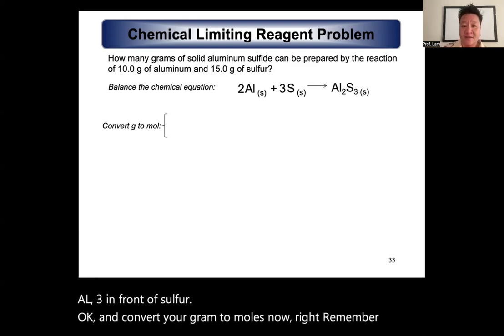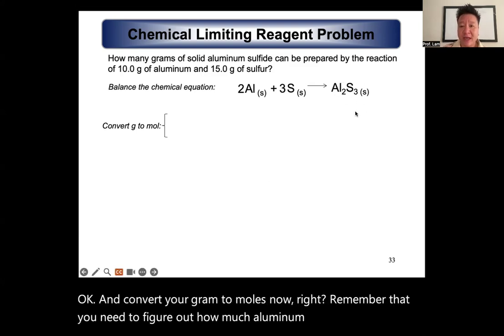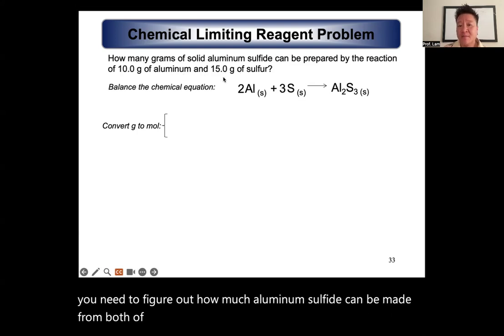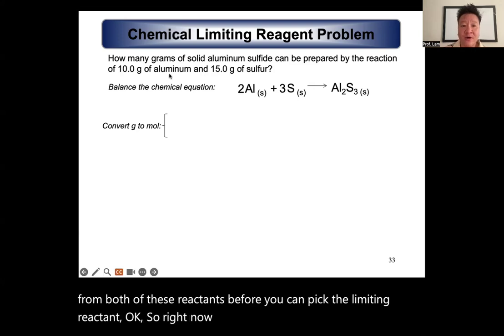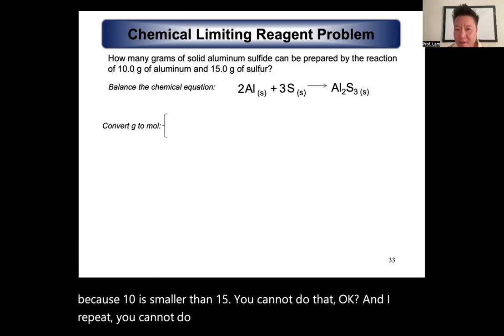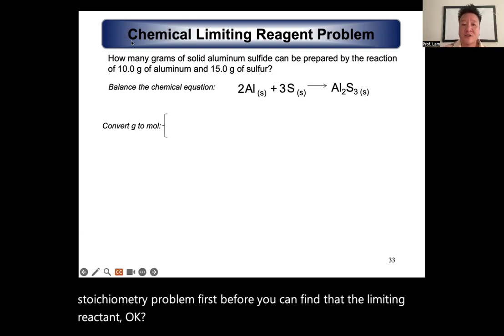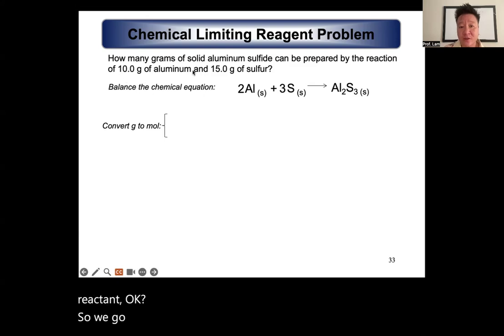Remember that you need to figure out how much aluminum sulfide can be made from both of these reactants before you can pick the limiting reactant, okay? So right now you might want to say, oh, it's aluminum because 10 is smaller than 15. You cannot do that, okay? And I repeat, you cannot do that, okay? You need to solve the stoichiometry problem first before you can find the limiting reactant, okay? So for each reactant, aluminum and sulfur, we go through the stoichiometry problem.